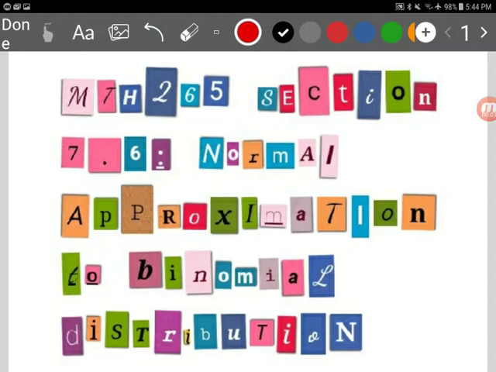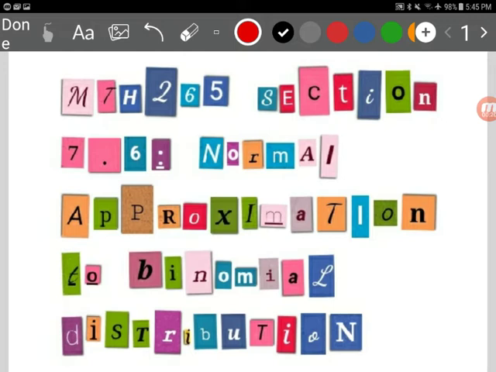Hello class, we are in section 7.6 looking at normal approximation to the binomial distribution. Turn to textbook page 344 and let's look at this information right quick.